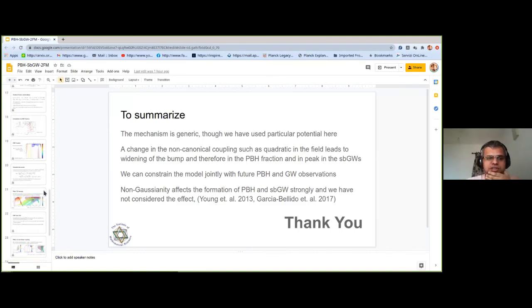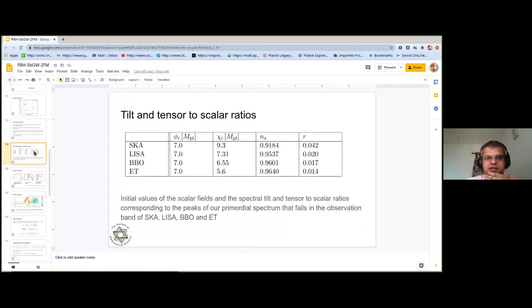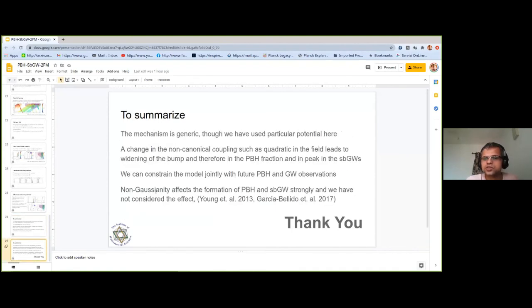For example, we have chosen this potential because, in most of the cases of LISA, BBO, and the Einstein Telescope, you get a reasonable tensor-to-scalar ratio and reasonable spectral tilt. But as I said in this summary slide, the choice of potential is pretty generic. You can choose to use any potential. The main idea is our non-canonical Lagrangian, where the kinetic terms are coupled.